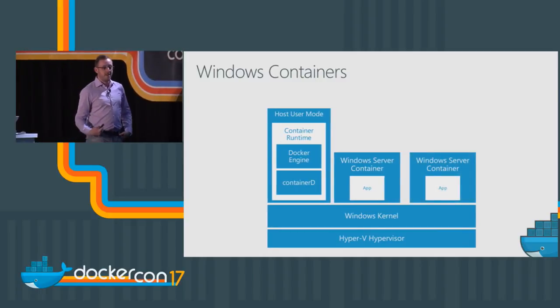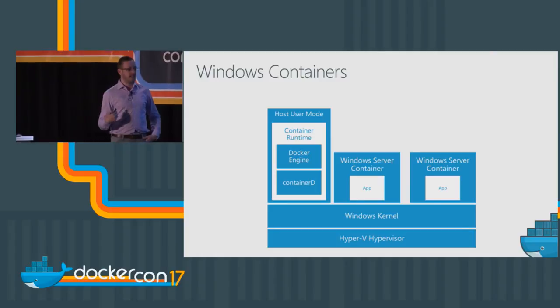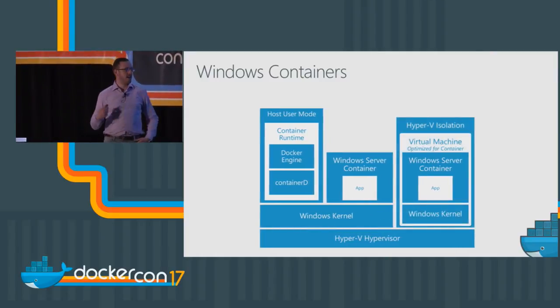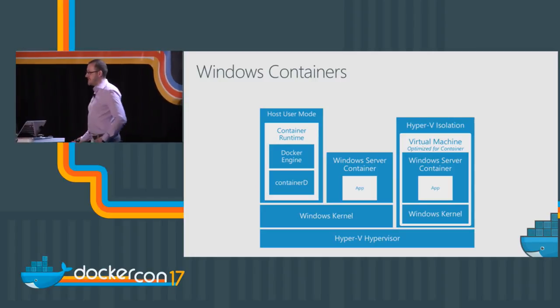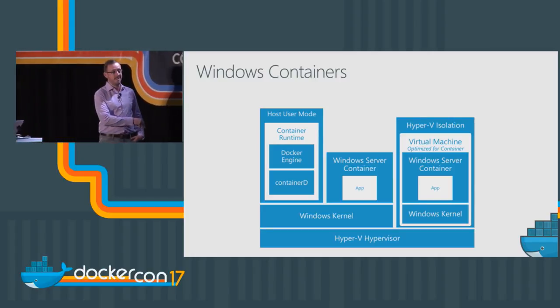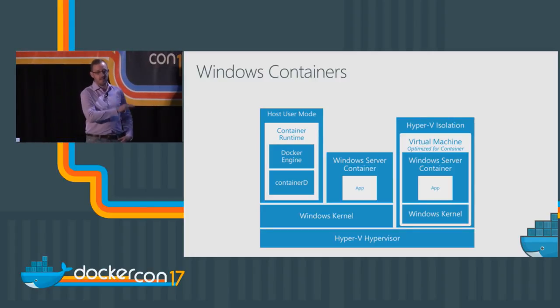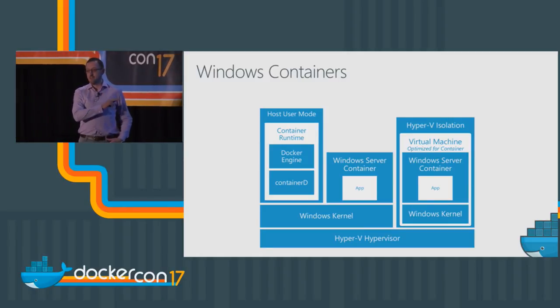Now, as we talked about earlier today, we also have this mode where we use Hyper-V isolation. So what we do is we run this specially optimized virtual machine and run the container inside of that. A couple key points on this. It is the exact same container. We run the exact same code inside of that VM. The reason we do that is so that these are 100% compatible.